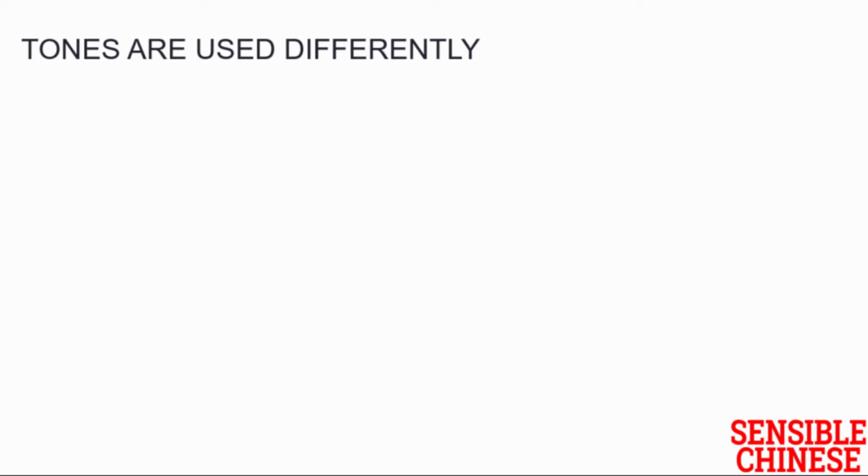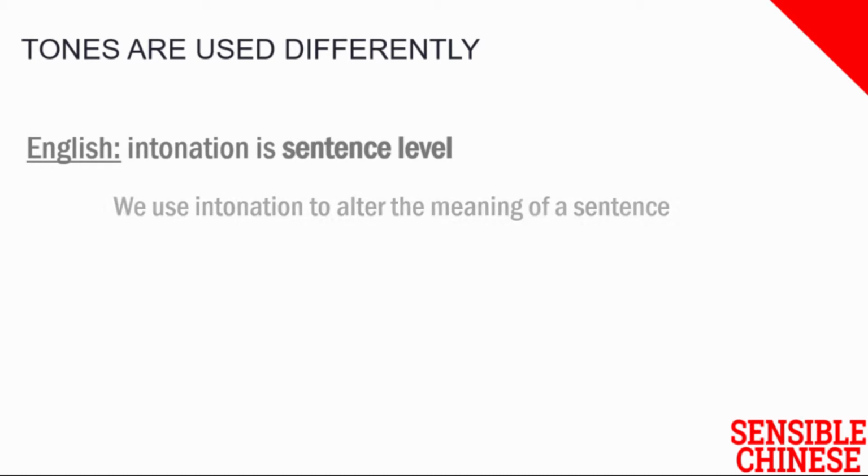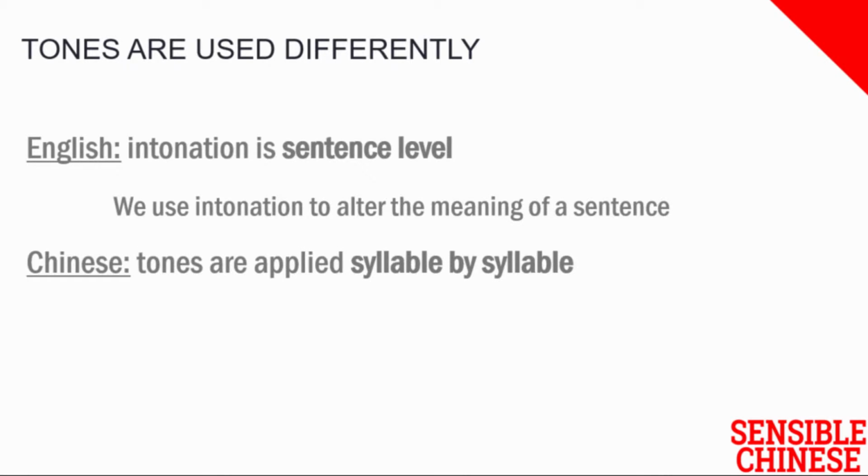The difference between tones in English and in Chinese is that in English we use tones on a sentence level inflection basis to add meaning to the sentence as a whole. In Chinese, tones are applied to individual syllables in order to change the meaning of that particular syllable. In the case of the syllable ni, which we're using in our first character, we could have the first tone ni, we could have the second tone ni, we could have the third tone ni, or the fourth tone falling ni. These are applied on a syllable by syllable basis rather than on a sentence.